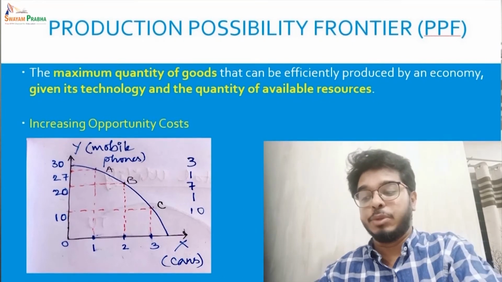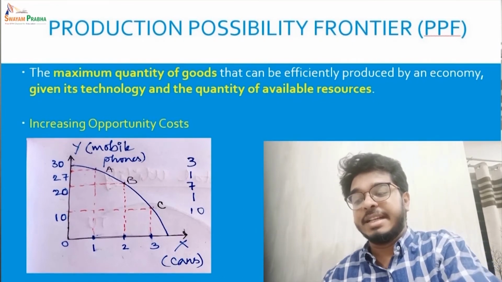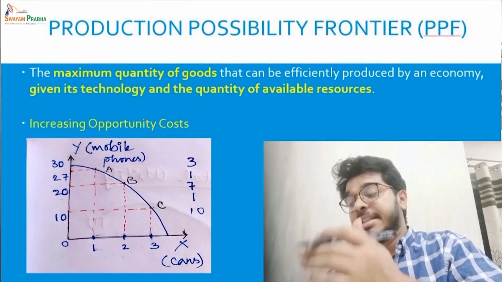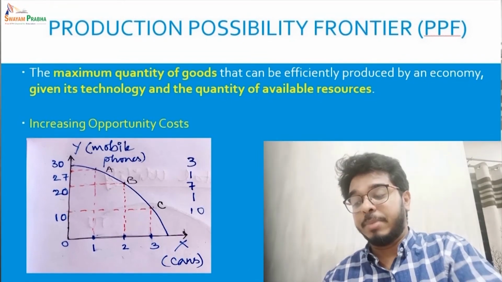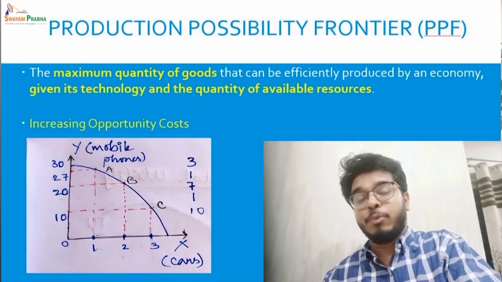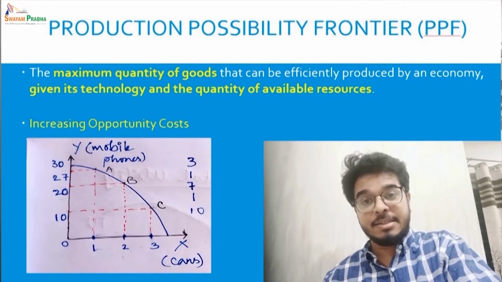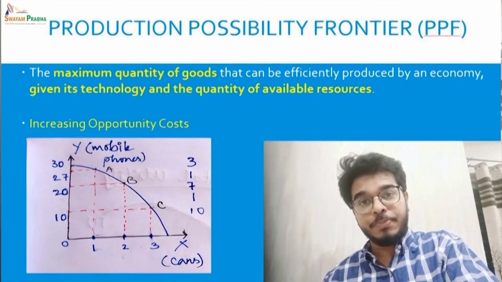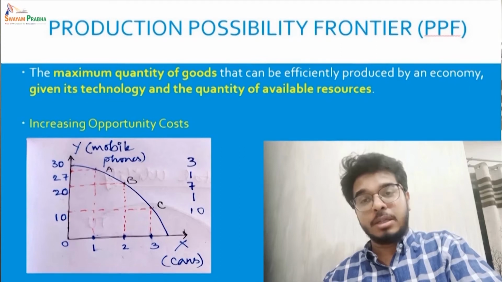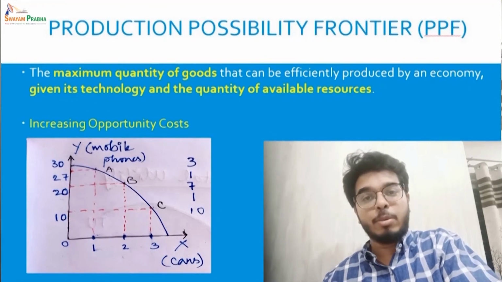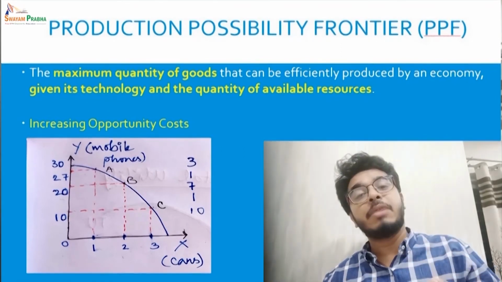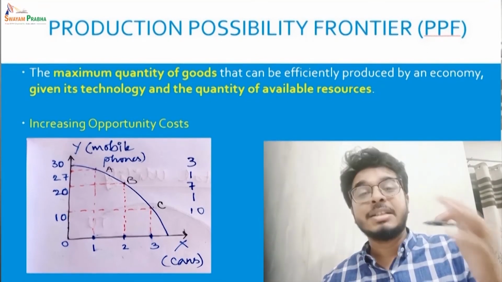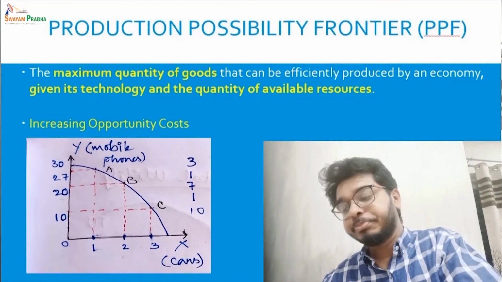I have stated a few numbers: 3, 7, 10 on the right hand side of the diagram. What are these 3, 7, and 10? These 3, 7, and 10 are nothing but, if you observe, when I am not producing any cars, zero cars, on the origin, I am producing 30 mobile phones. If I am producing one car, I am producing now 27 mobile phones. So how many mobile phones have I foregone, given up? I've given up 3, 30 to 27.